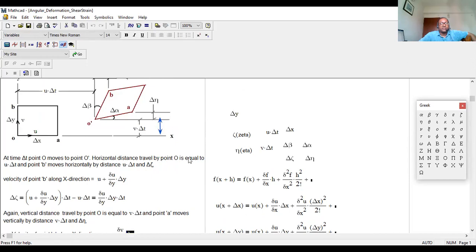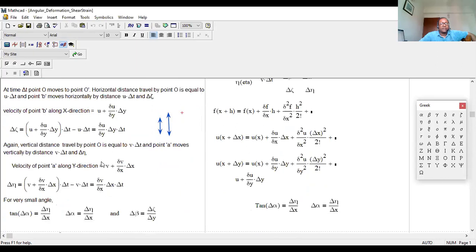So this distance from here to here will be how much? The y velocity of point A into time. The y velocity of point A is this one.